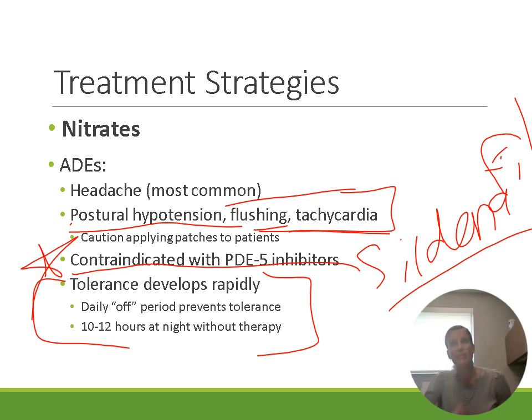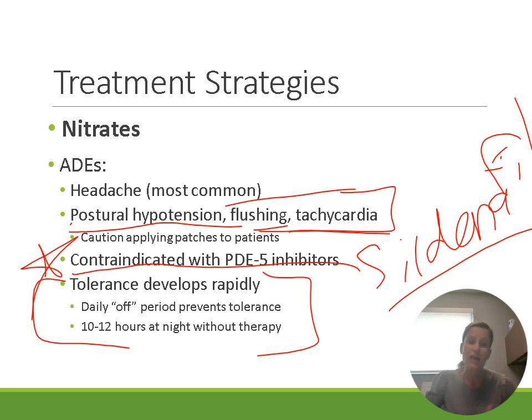So this can be problematic because the other choices that we have for erectile dysfunction are not great. They involve things like urethral suppositories or injections into the penis, and nobody wants to do either of those. So it's a really difficult conversation with patients sometimes.